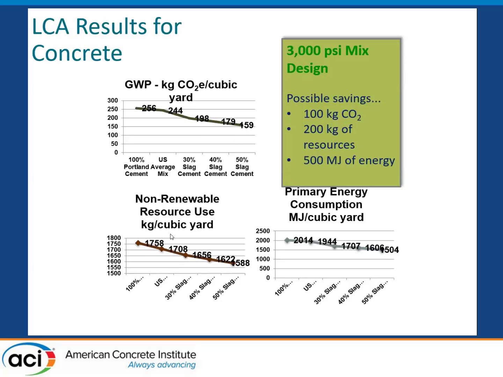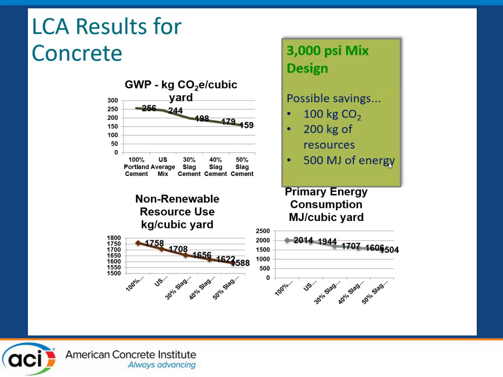One of the other good impacts is non-renewable resource use. Because slag is a recovered material, we're not using virgin materials as much, and you'll see that same reduction in numbers. Primary energy consumption is also showing lower numbers. All the numbers you're seeing were done on a 3,000 PSI mix. So the possible savings would have been 100 kgs of CO2 reduction, 200 kgs of resources, and 500 megajoules of energy not used.